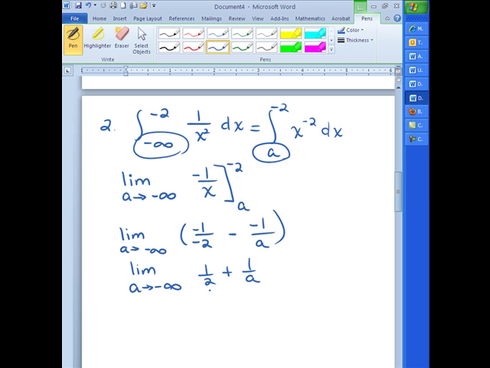Remember, when you have a sum or difference, you take the limit of each piece. So the limit of 1/2 is 1/2, because the limit of a constant is a constant. And the limit of 1 over a, as a is getting very, very large negatively, would go to 0. And so 1/2 plus 0 is 1/2. So 1/2 is the estimated area under the curve if you start at negative 2 and go down to negative infinity.